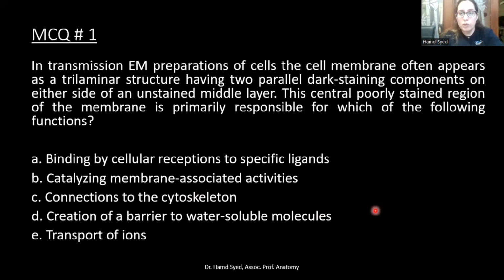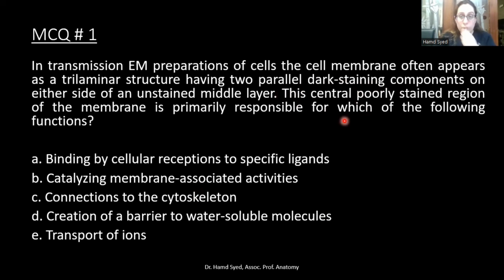So now that we have talked about the plasma membrane, we have discussed the basic structure and also the functions. Let's look at this MCQ over here. In transmission electron micrograph preparations of cells, the cell membrane often appears as a trilaminar structure having two parallel dark staining components on either side of an unstained middle layer. This central poorly stained region of the membrane is primarily responsible for which of the following functions?